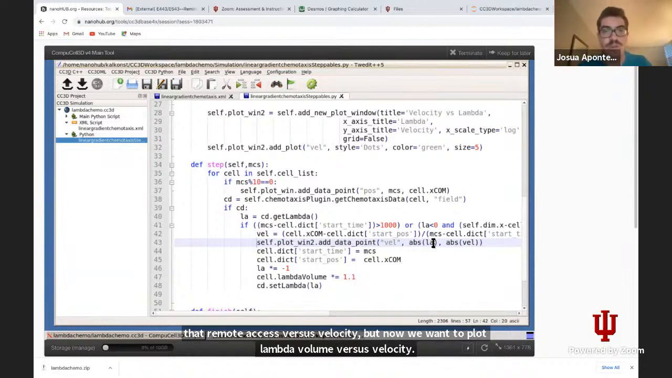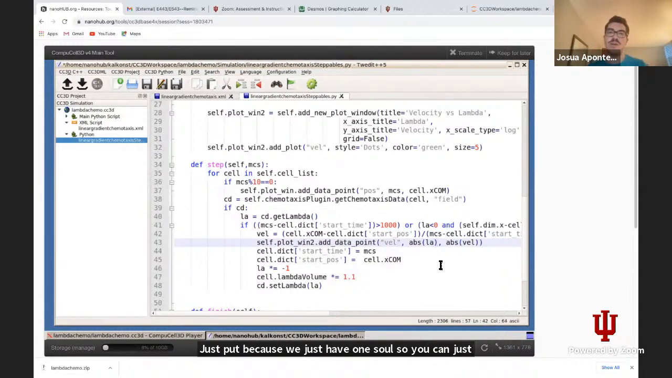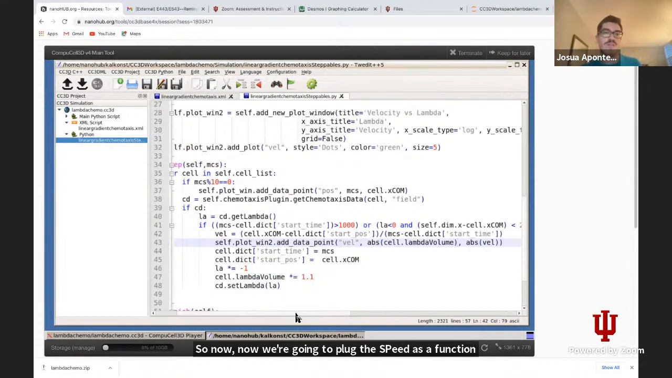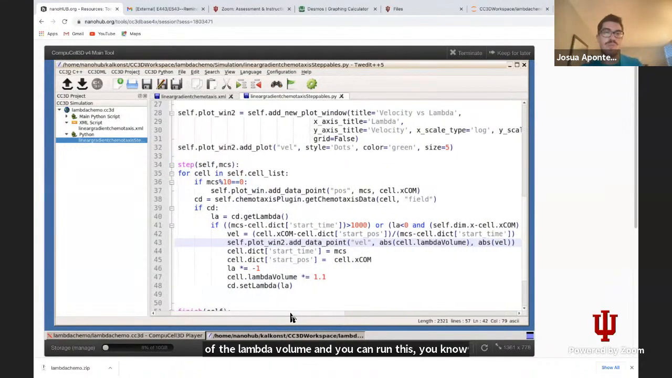So that's line 43, right? Just plot, because we just have one cell, so you can just type cell dot lambda volume there. Right. So now we're going to plot the speed as a function of the lambda volume, and you can run the simulation now. That should work.